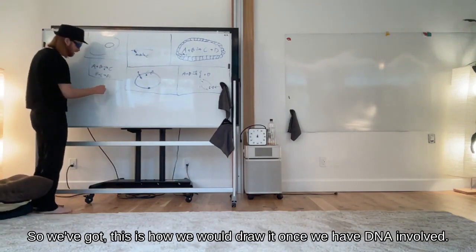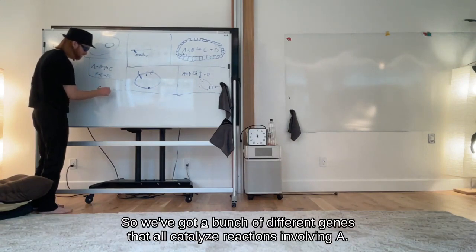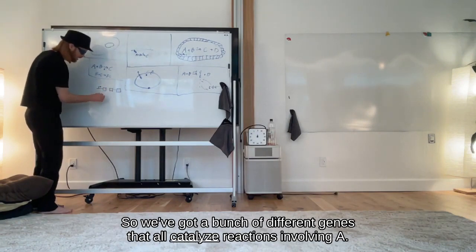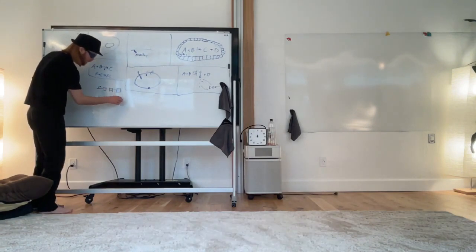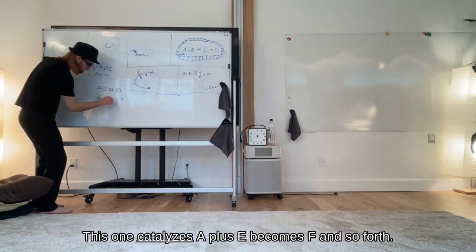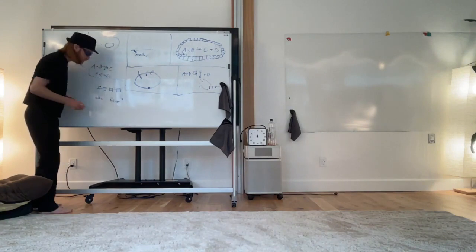So this is how we would draw it once we have DNA involved. We've got a bunch of different genes that all catalyze reactions involving A. This one catalyzes A plus B becomes C. This one catalyzes A plus E becomes F, and so forth.